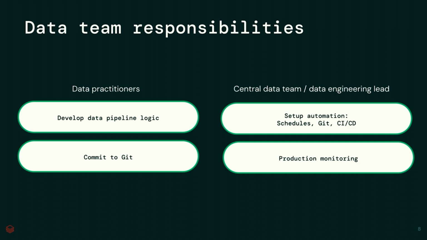So very often, these are the users that develop the pipeline logic and maybe bring it up to having that in Git, so the logic. But then once that's running, they hand over this logic to a central data team or a data engineering lead who will be specialized in setting up automation, schedules, Git, CI/CD templates, and many more aspects that have to do with automating this pipeline, and also set up monitoring.